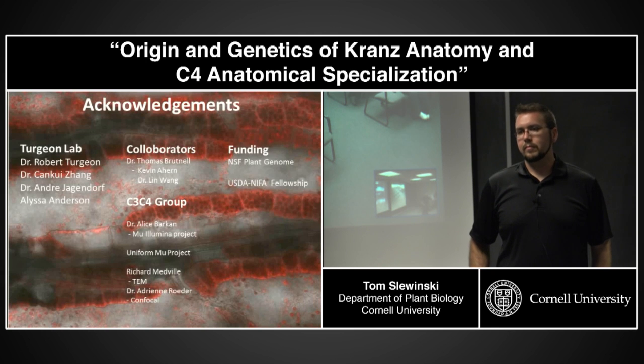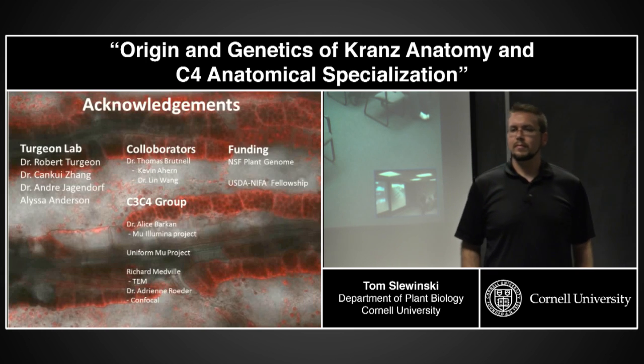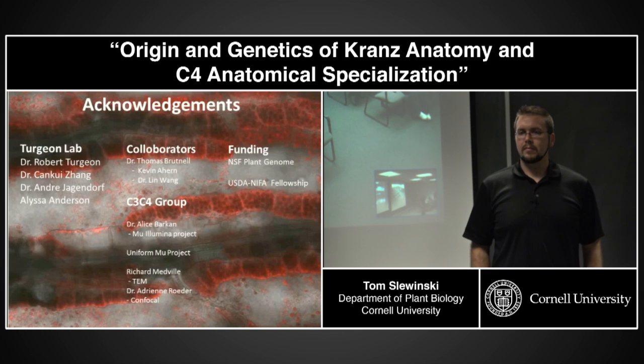So I have two questions. One, I know that the group in Taiwan had found something they thought looked intermediate in terms of the number of veins and the distribution of cells between them. Yeah. So does that look promising?